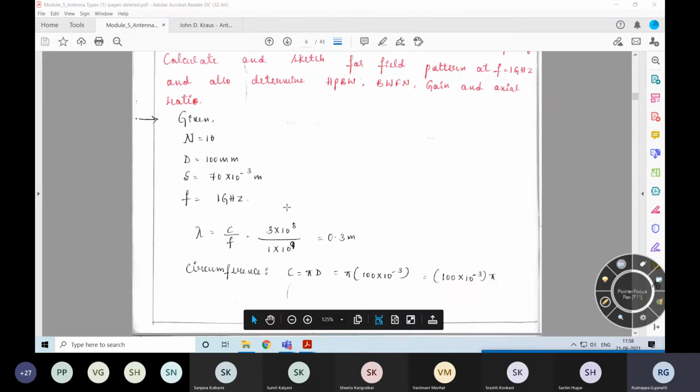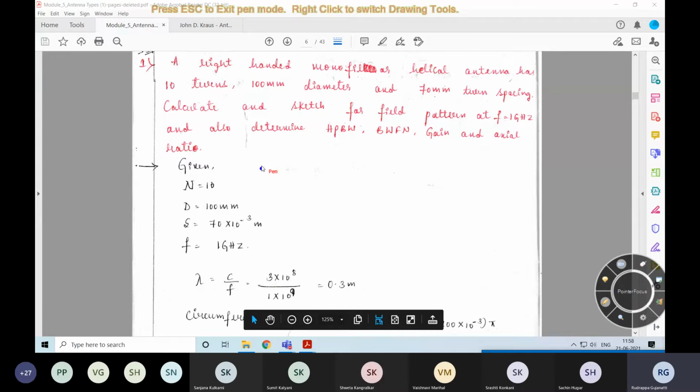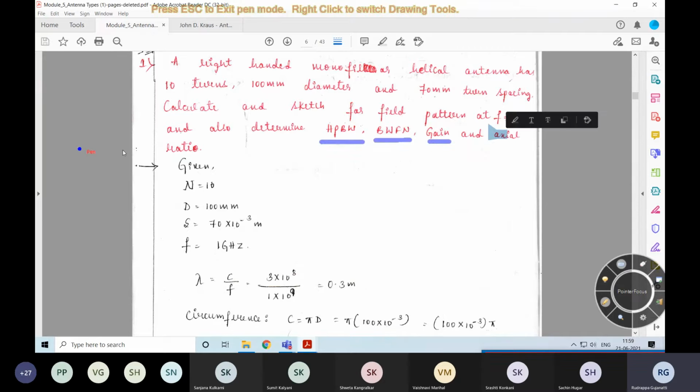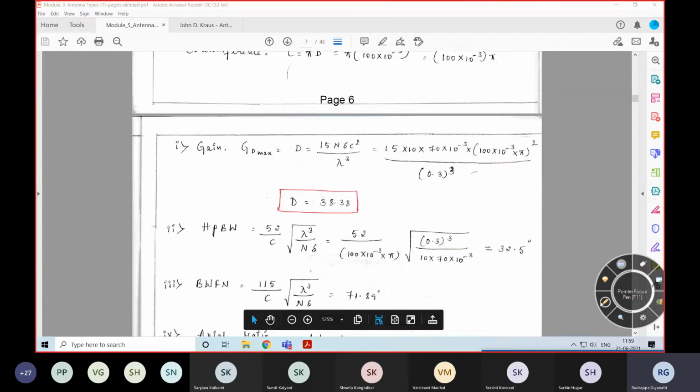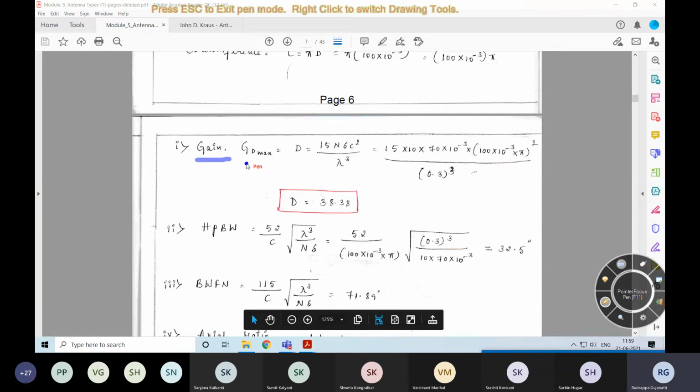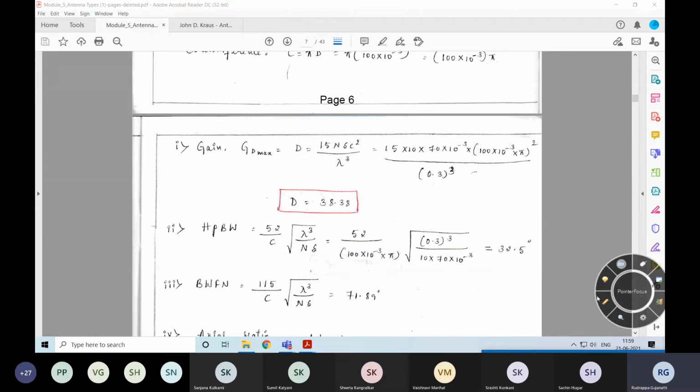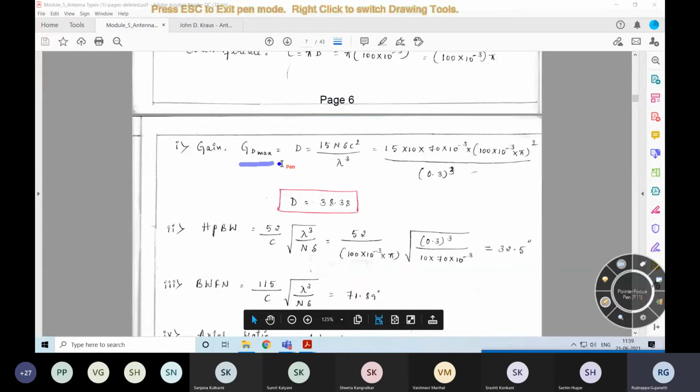So the first parameter what we have to estimate from the problem is you need to identify the half power beamwidth, beamwidth between first null, gain, and the axial ratio. So let us see one by one. If I try to estimate the gain, since the efficiency factor is not provided, we go for the directive gain. We assume that efficiency is 100%, that is K is equal to 1. So here directivity, that is the gain, is given by this equation.